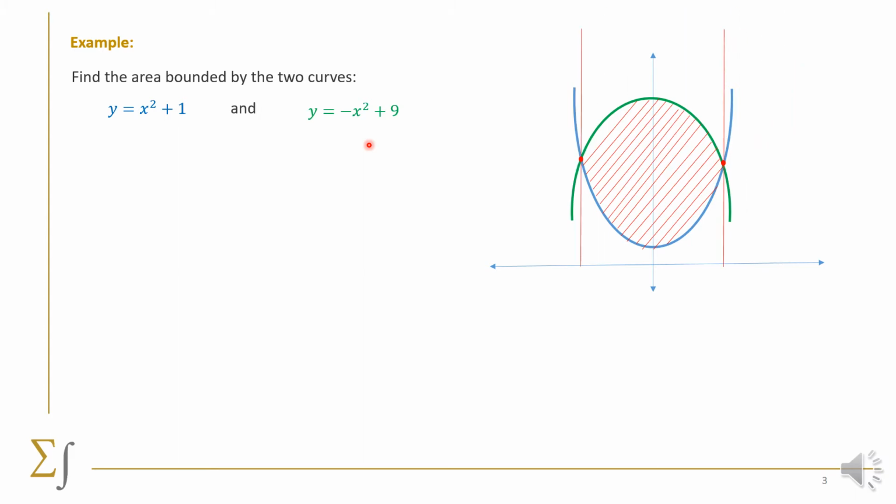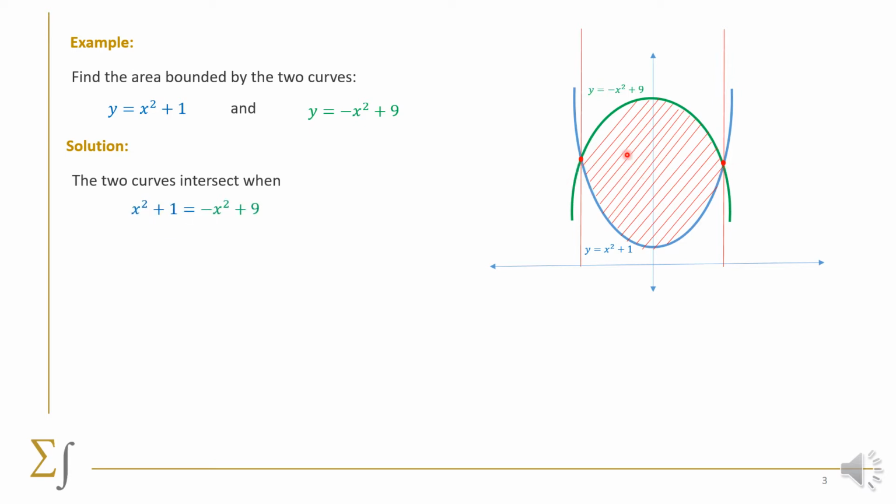So we start our solution and we see that these two curves intersect at 2 points. These are the points of intersection. So we need to know the value of x at these 2 points so that we start our integration from this value of x to this value of x. So this is a and this is b.